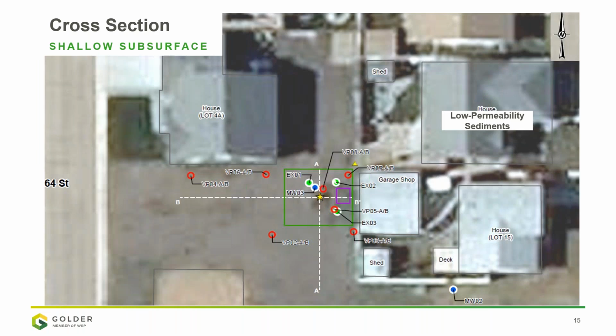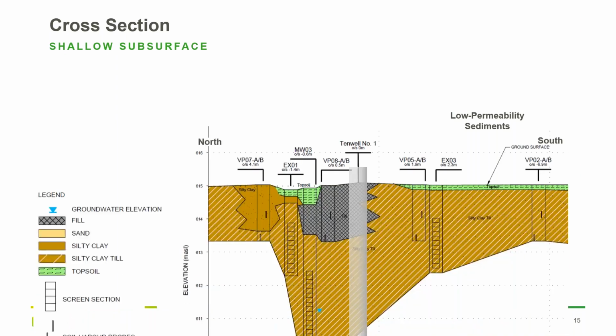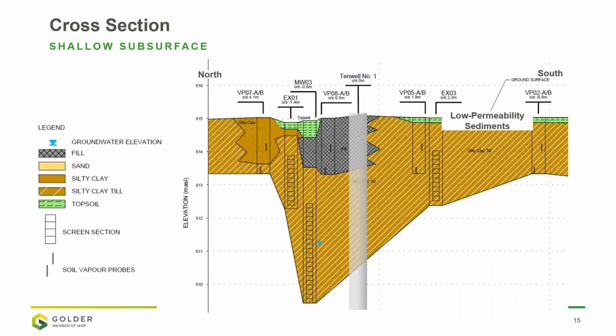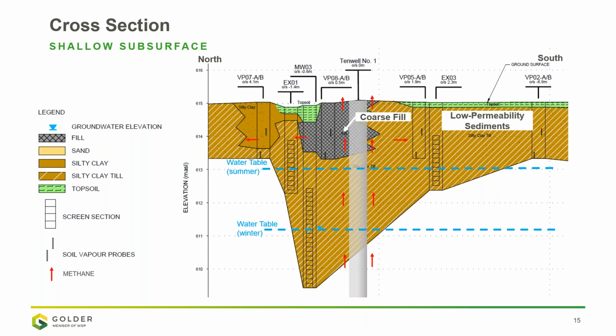So here's a cross section of the shallow subsurface. The sediments are low permeability tills, and then right around the well, there's some coarse fill. The water table is 4 meters below ground in the winter and 2 meters below ground in the summer. And the methane gas is migrating up around the well through the soil. And then in the vadose zone, it migrates laterally away from the well.